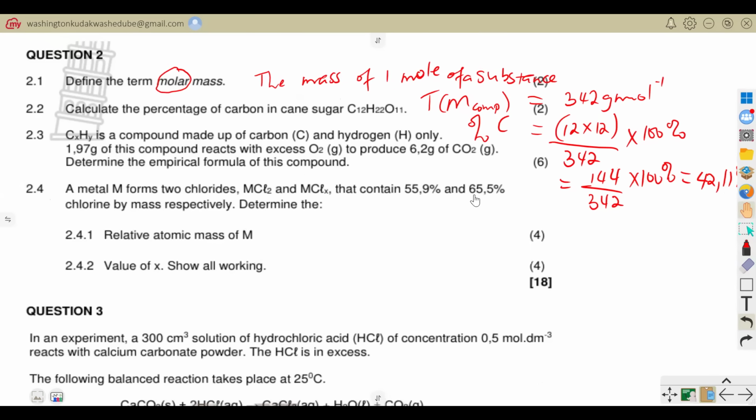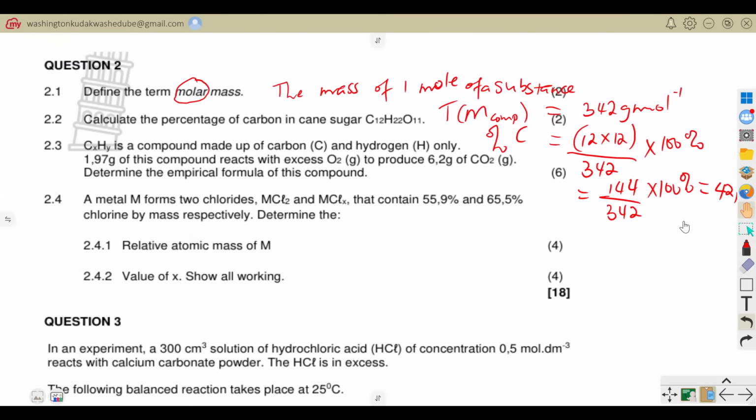Now, let's look at the next question. The next question is saying that there is a compound CxHy, a compound made of carbon and hydrogen. So this compound, in terms of its mole ratio, has got x moles of what? Of carbon, and then y moles of hydrogen. And then they are saying 1.97 grams of this compound reacts with excess oxygen to produce 6.8 grams of carbon dioxide. Now determine the empirical formula of this compound.